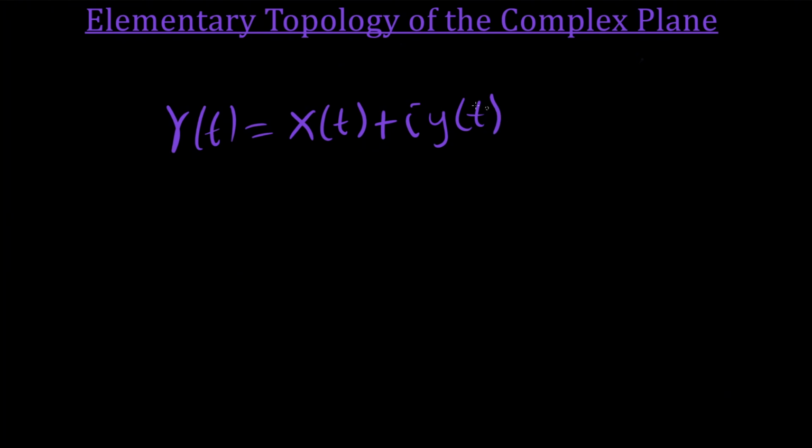Something else I very quickly wanted to mention before moving on is that you can also represent a path in terms of real and imaginary parts. You can represent a path like gamma of t as a real valued function x of t plus i times a real valued function y of t. This is another way you can represent a path.